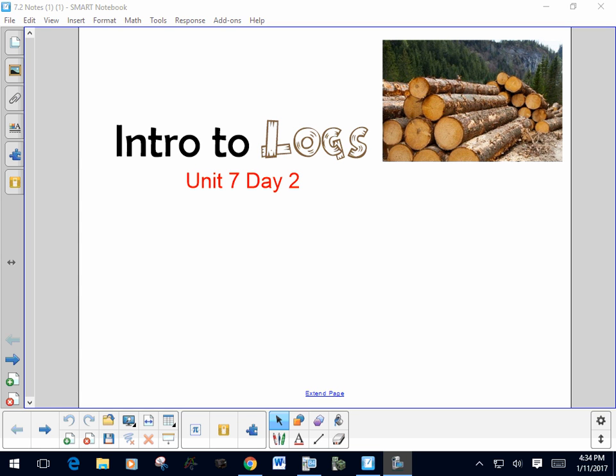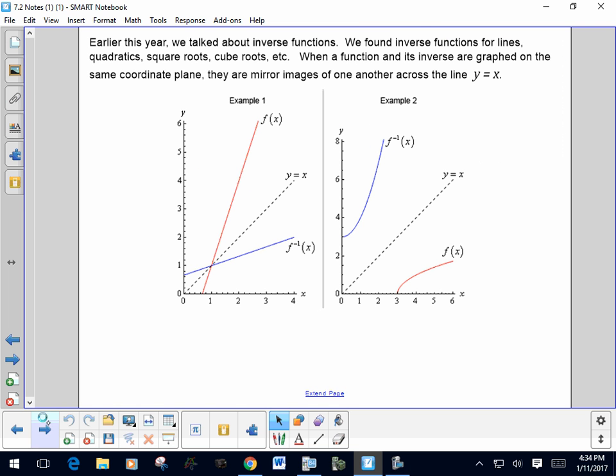Alright, this is our second lesson in the log unit, and today we actually get to the logs. Hooray. 7.2, it's a little tricky, but you're going to do great.